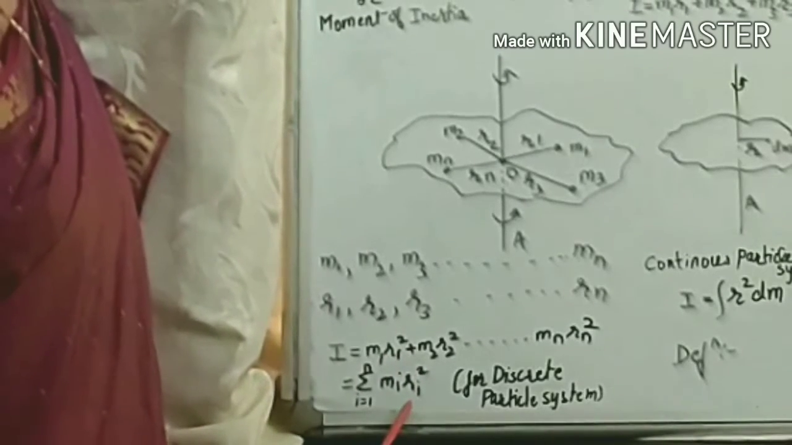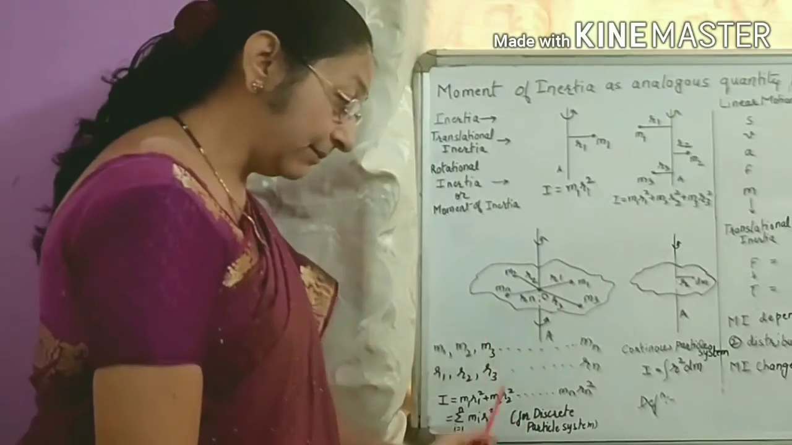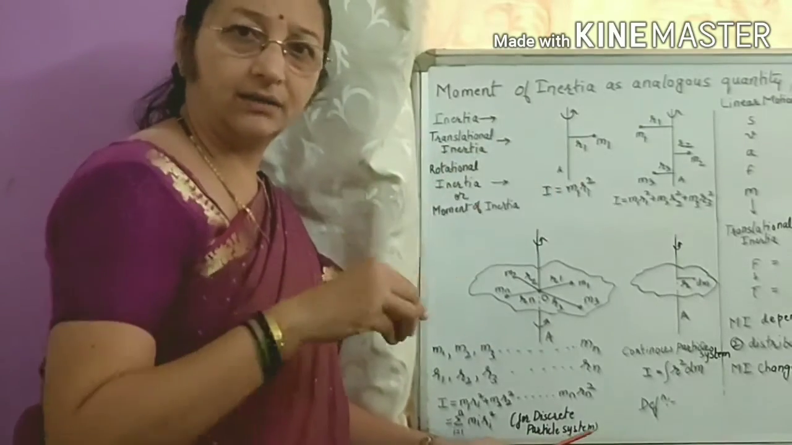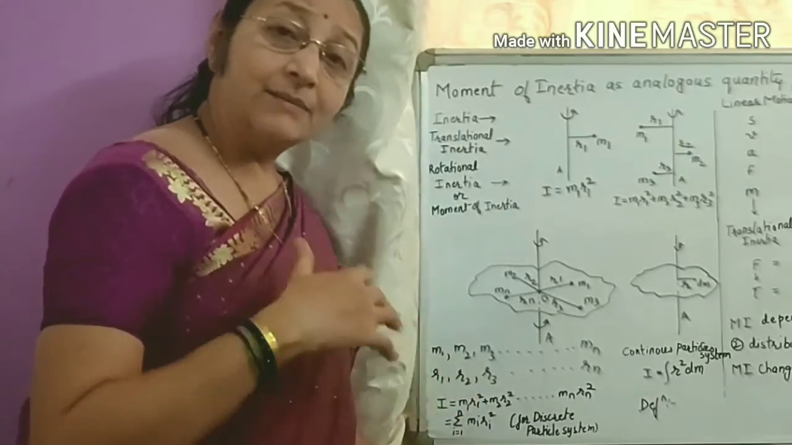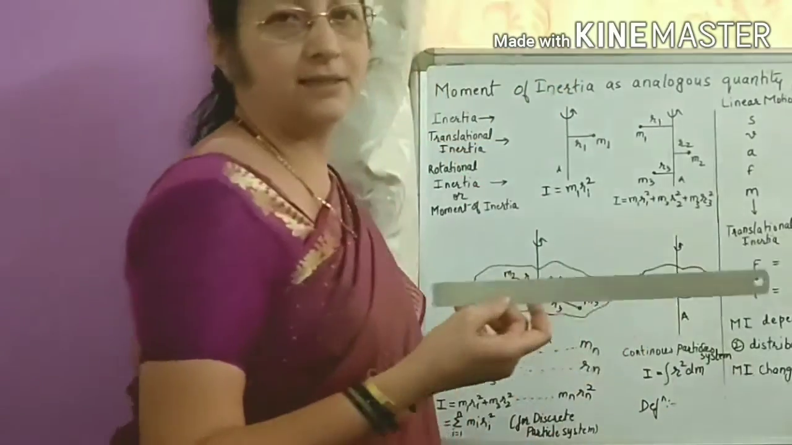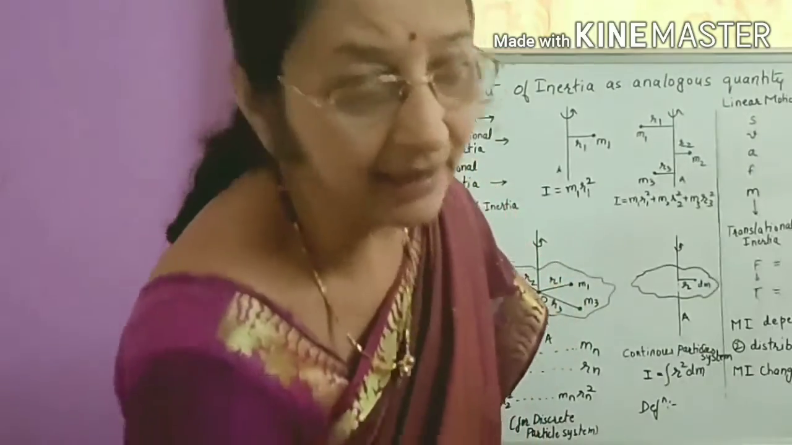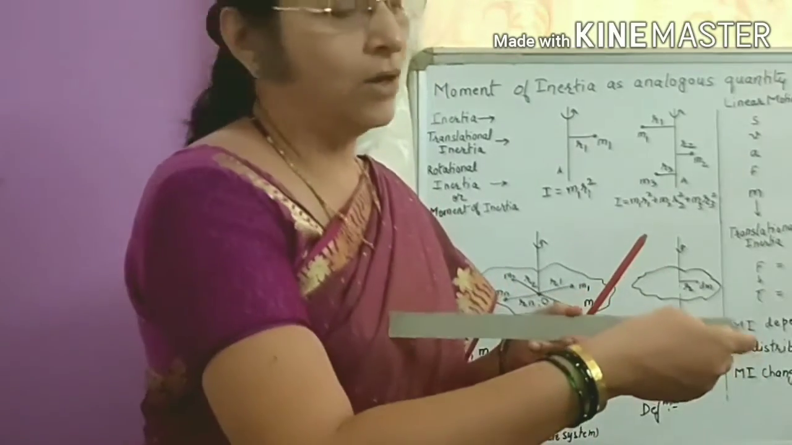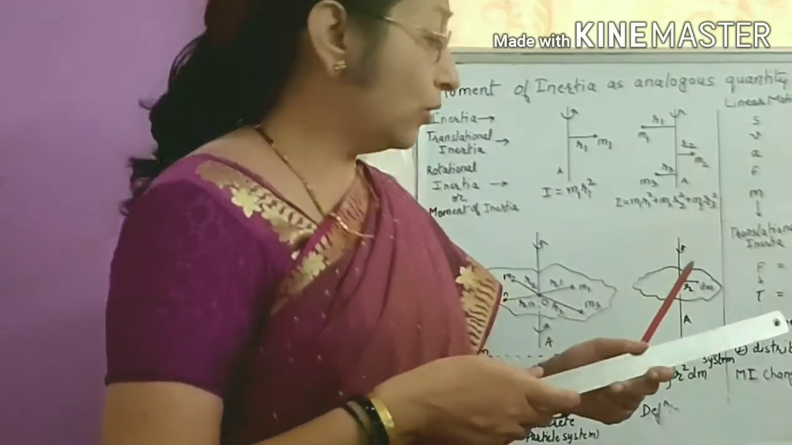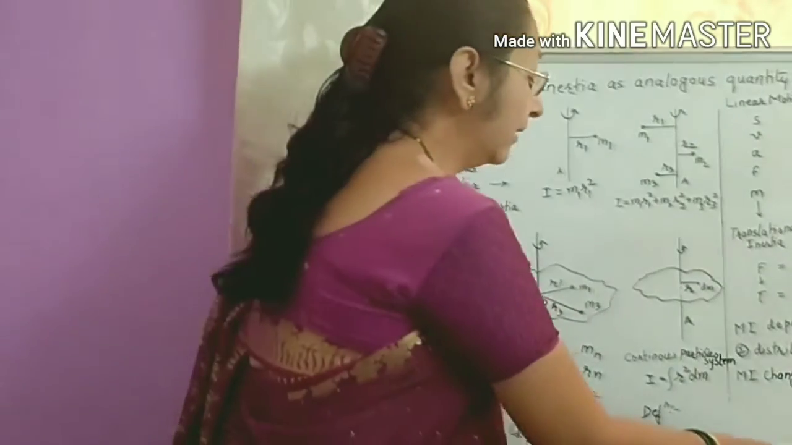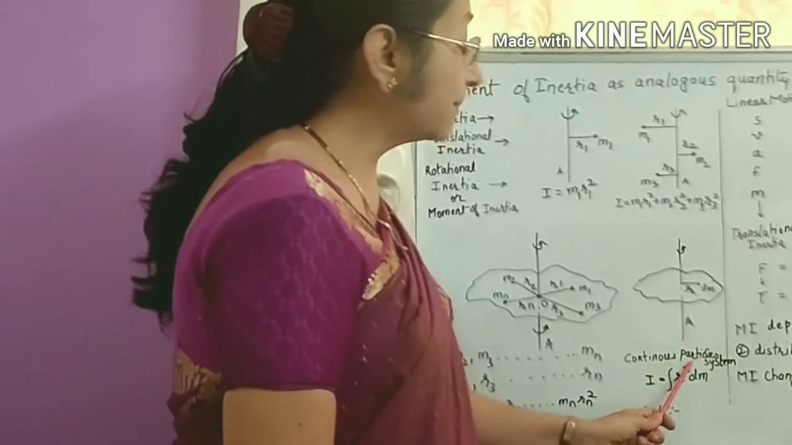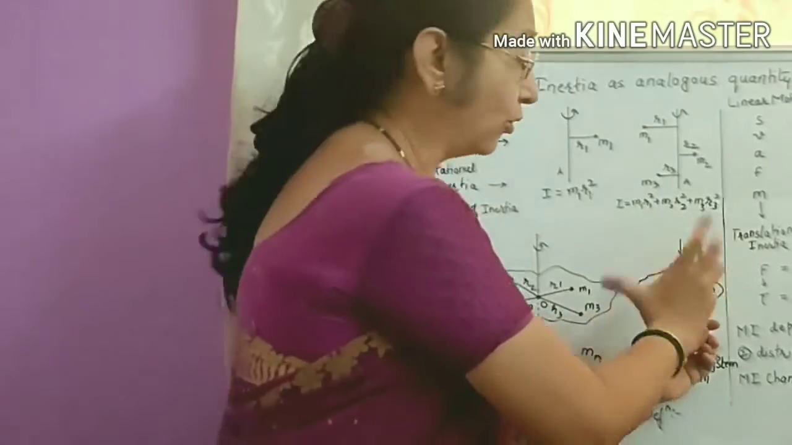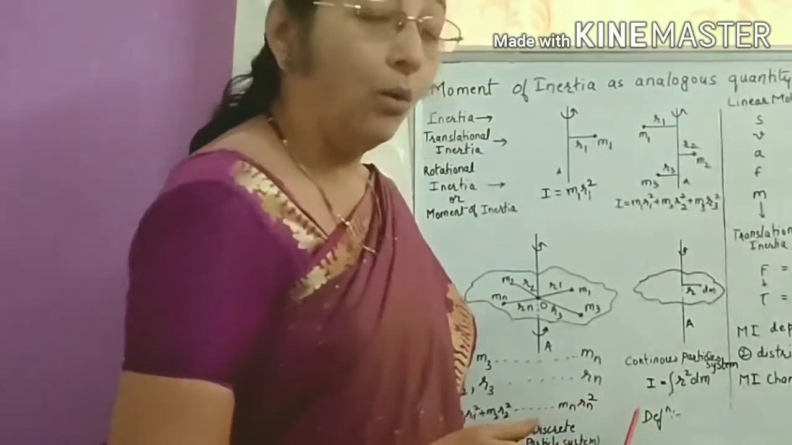So in this way I write the moment of inertia of an n particle system, but this is a discrete particle system, that is, the particles are separated from one another. But if the system is continuous, like supposing this is a system, where all the particles are touching each other, it is a continuous system of particles. If this is the axis of rotation and the rigid body is rotating about it, how do I write the moment of inertia?